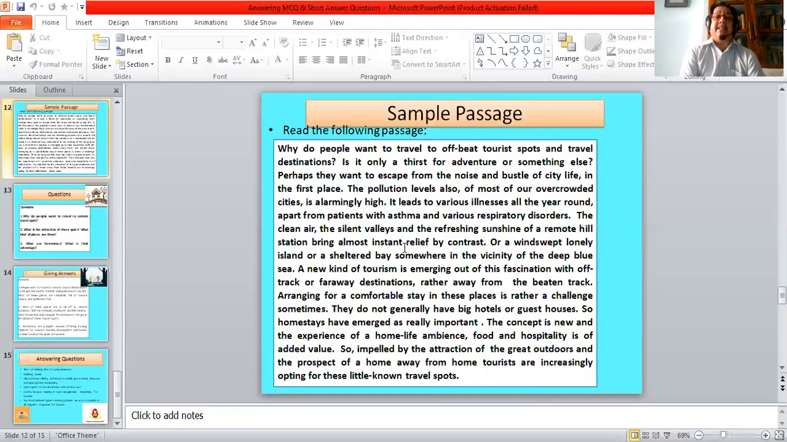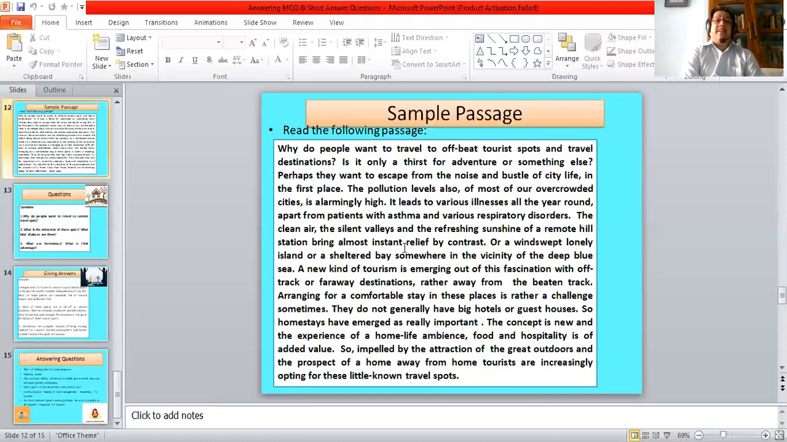It leads to various illnesses all the year round, apart from patients with asthma and various respiratory disorders being affected. The clean air, the silent valleys, and the refreshing sunshine of a remote hill station bring almost instant relief by contrast. Or a windswept lonely island or a sheltered bay somewhere in the vicinity of the deep blue sea. So these are the kinds of places that people wish to travel to. A new kind of tourism is emerging out of this fascination with off-track or faraway destinations, rather away from the beaten track.